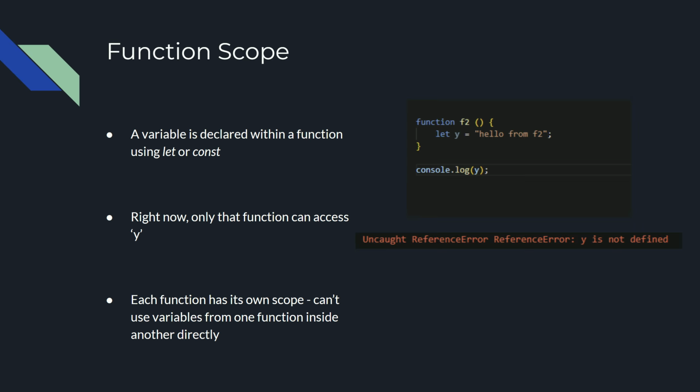In this case, I'm trying to call that variable directly on the outside by logging it in the console, but I get an error because y is not defined. The variable y is declared inside the function, and I don't have access to it on the outside. So right now, only the function has access to the variable y. Each function has its own scope, and as I mentioned, you can't use variables from inside one function directly inside another function. Things are restricted to where they are declared.